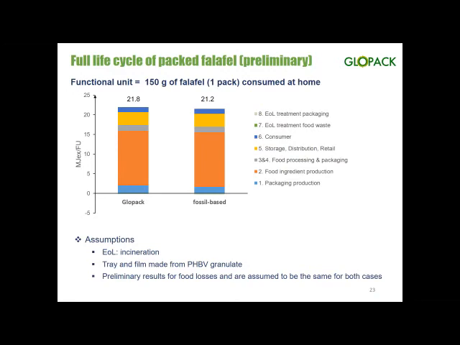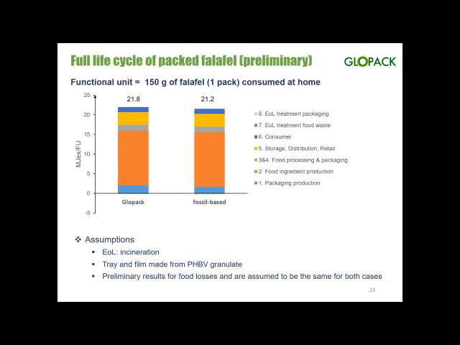But at this stage, we have no results yet of the shelf life tests. So it means that in both cases, for the fossil-based and GLOPACK-based case, we use the same amount of food losses at this moment, but this will be changed later on. So the colors of the bars refer to the different stages as shown before. So stage 1 is the packaging production per tray. So we know that for the GLOPACK, the impact is a bit higher than for the fossil-based tray.